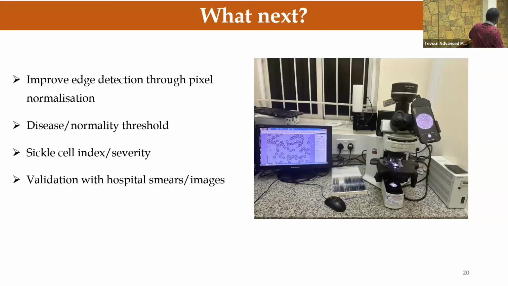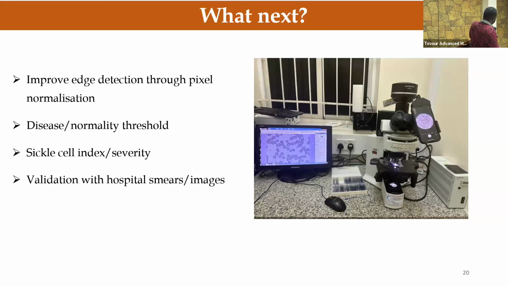What next? Improve the edge detection, because there's a problem where one blood smear has a lot of light, the other has very little light. So you find a problem with pixel densities, they're not similar across. So you cannot use similar thresholds when you're doing edge detection. So we have to find a way of dealing with that.